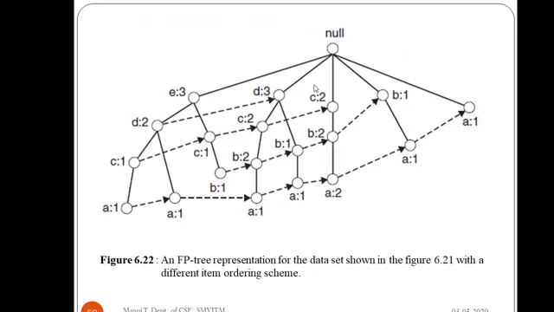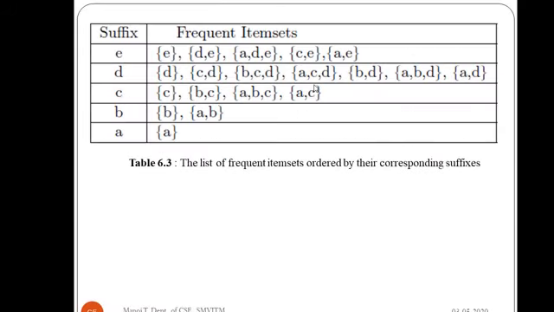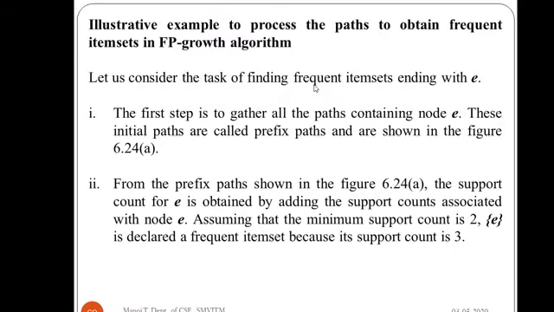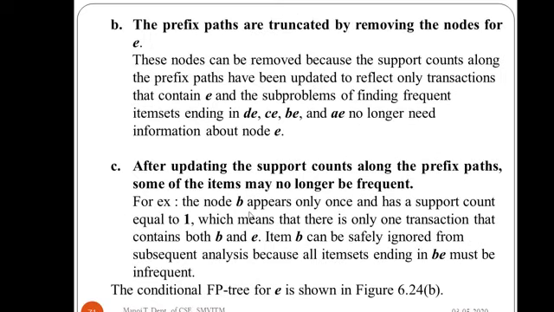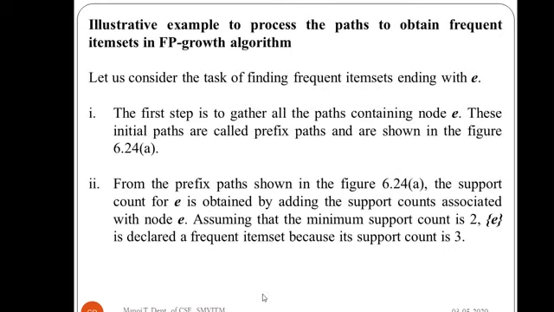One second, let me go into that particular slide. After updating, B appears only once with a support count equal to 1, which means there is only one transaction that contains both B and E. Item B can be safely ignored from the subsequent analysis, and finally we get the conditional FP tree for E.